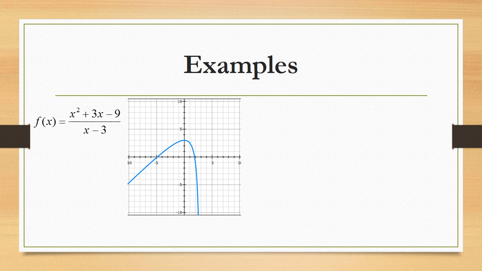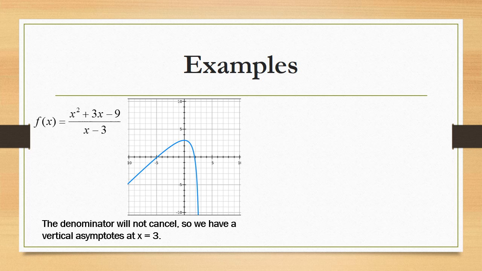Okay, so we can't cancel anything here. You cannot factor the top, so nothing's going to cancel, which means we set x minus 3 equal to 0. We get x equals 3. So we're going to have a vertical asymptote at x equals 3. Remember, vertical is up and down. x equals 3 is the vertical line that crosses through 3 on the x-axis. And you can kind of imagine there being a dotted line there that this graph will never be able to cross. Now try this one.